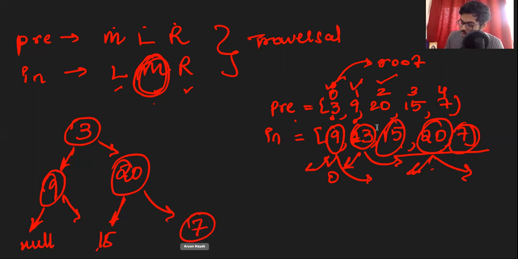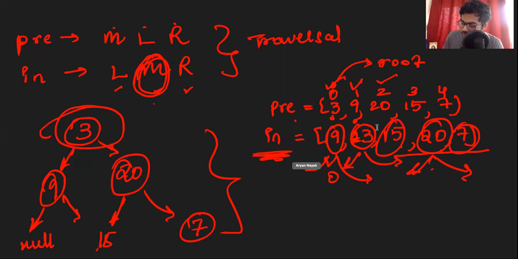Okay. So this is how we are going to construct the tree, by just taking one element from the pre-order array, finding it in the in-order array, and finding its index, and making sure that everything on the left of it would be in the left subtree and everything on the right of it would be in the right subtree. That's what we need to do.